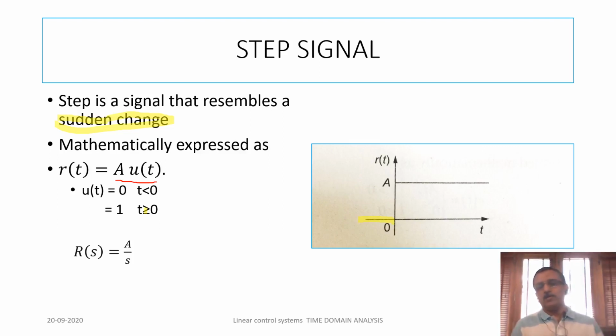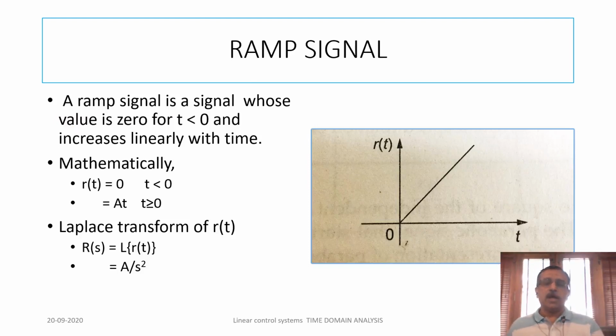So basically what we are doing is, for all this analysis, the differential equation has been converted into transfer function G of S, a complex variable. R of t is converted into R of S. For step function, R of S is A by S. Another signal of interest is whose value is 0 for t less than 0 and increases linearly with time. So here, what is happening to R of t? For t less than 0, R of t is 0, and for t greater than 0, it is increasing at a rate of A. So the slope will be A. So what is Laplace transform of R of t? Laplace transform of R of t is A by S square.